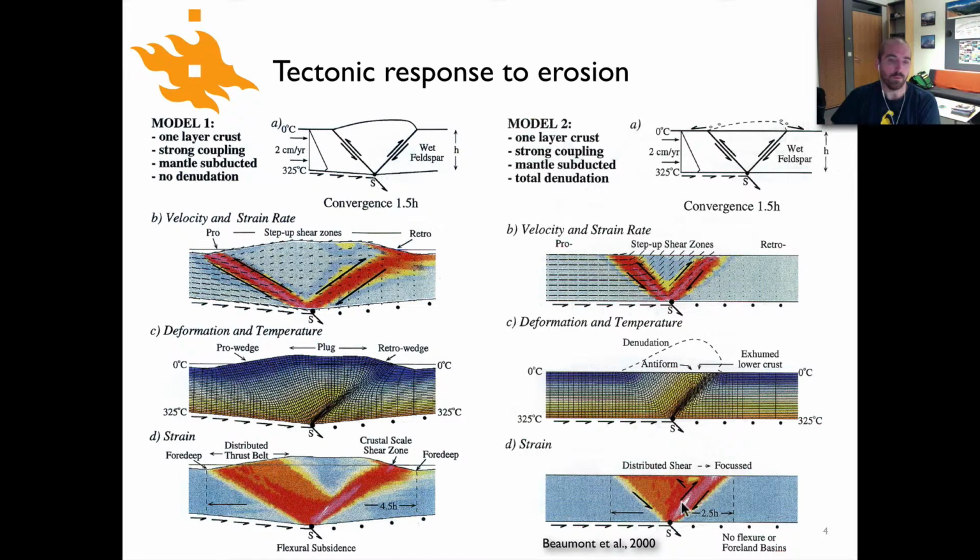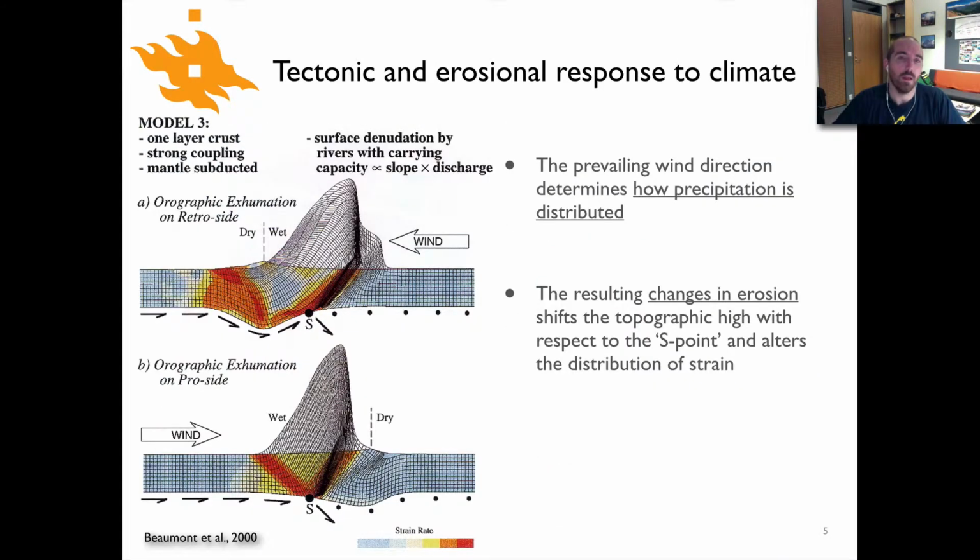And down here, if we look at the total strain history, things kind of look similar in the sense that we've got distributed shear again on the pro side, or the incoming side of the continent, and then more focused shear zone on the side of the continent where it's fixed. So that's our two contrasting models in terms of no erosion and total erosion. Now we'll look at some additional scenarios.